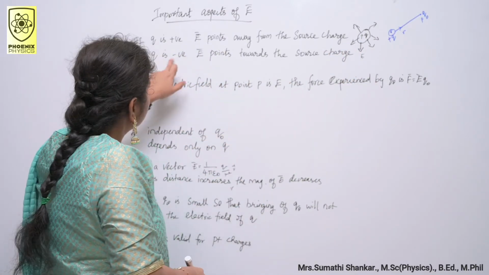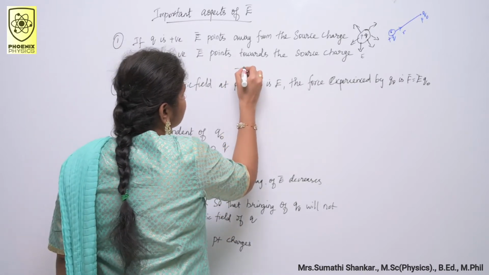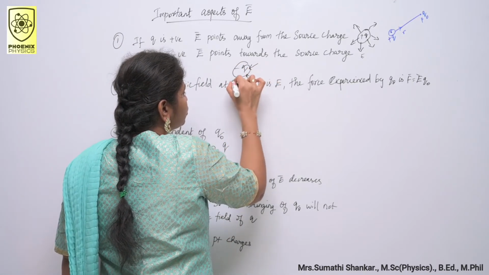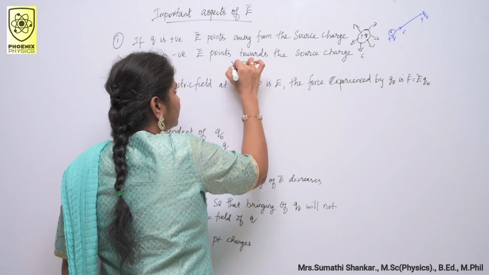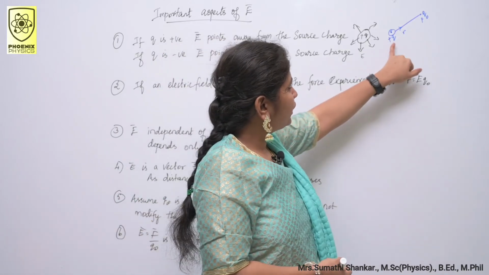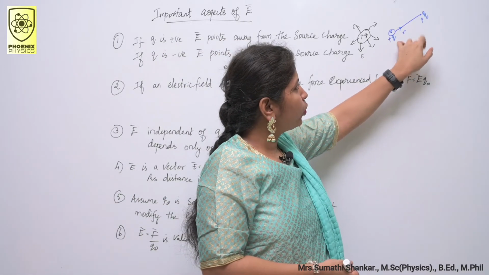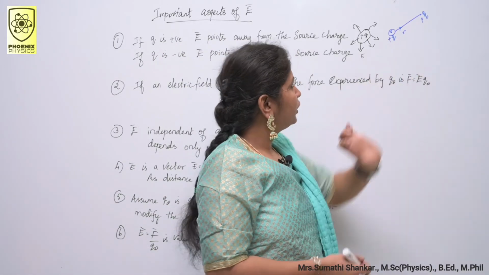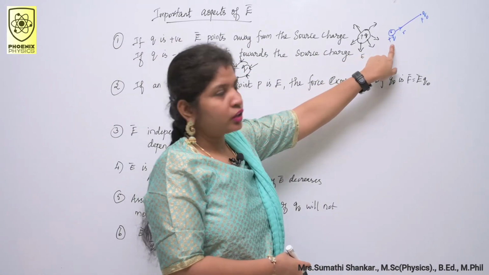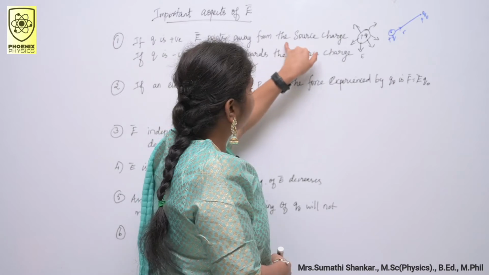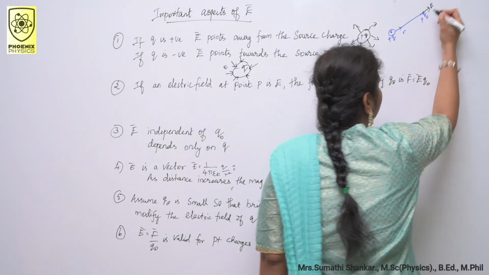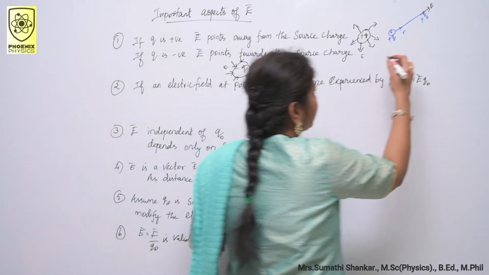Suppose if Q is negative, this is my negative charge. So the electric field is like this. E points towards the source charge like this. This is E. Here look at the diagram. Here I have source charge Q at O and test charge at P. What is the meaning? If Q is positive, here the source charge is positive, E points away from the source charge. So this is my E direction. E points away from the source charge. Same diagram only.